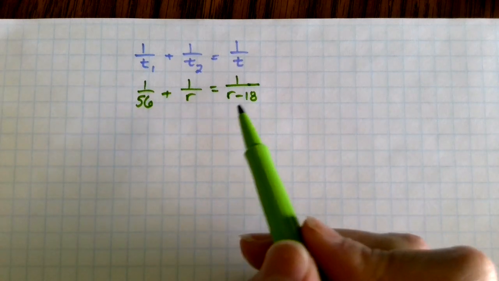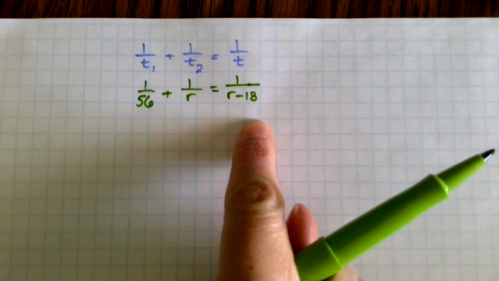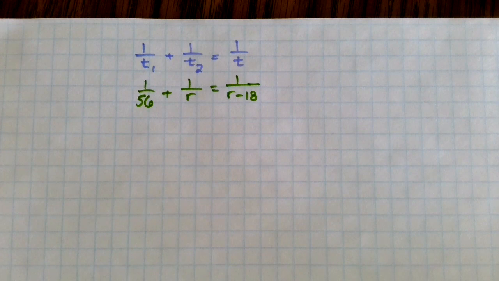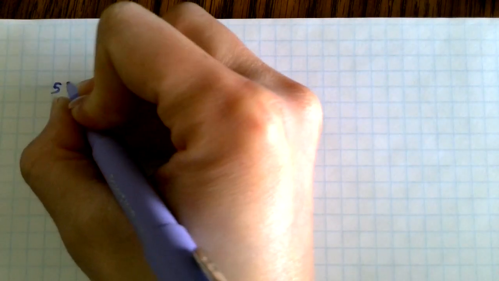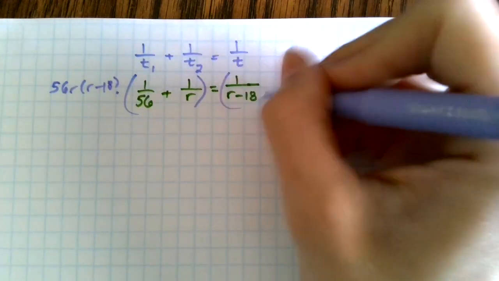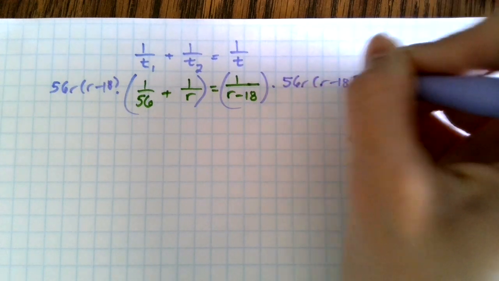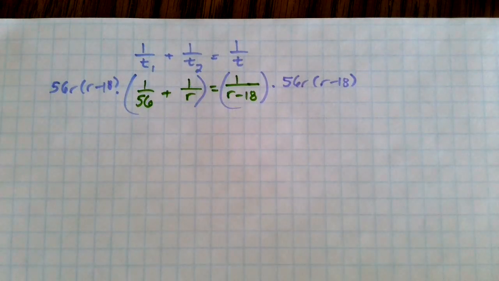Now we need to solve this rational equation by finding the least common denominator and then multiplying the entire equation by it. The least common denominator in this case is every single one of these multiplied together. So we're going to multiply both sides of the equation by 56r times r minus 18. That is the least common denominator, and that's going to allow us to cancel out all of these denominators and have a much easier equation to work with.